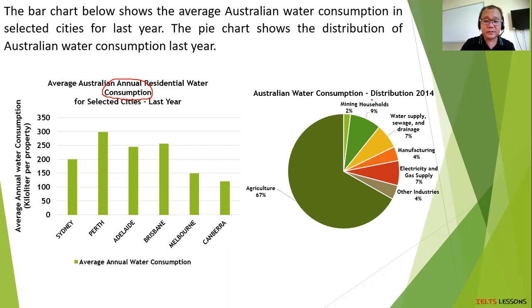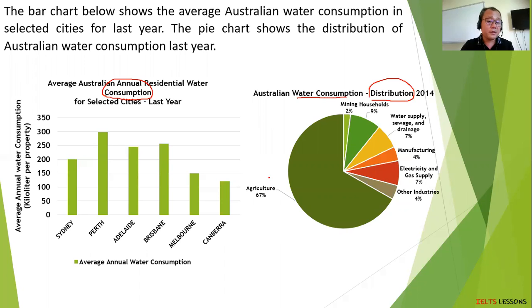In here this is different, but they are related. It's still about water consumption, but how the water is distributed in Australia. All right, in what areas, what sectors has this water been distributed in different areas? So we have here agriculture, mining, households, water supply, manufacturing, electricity, gas supply, and other industries.